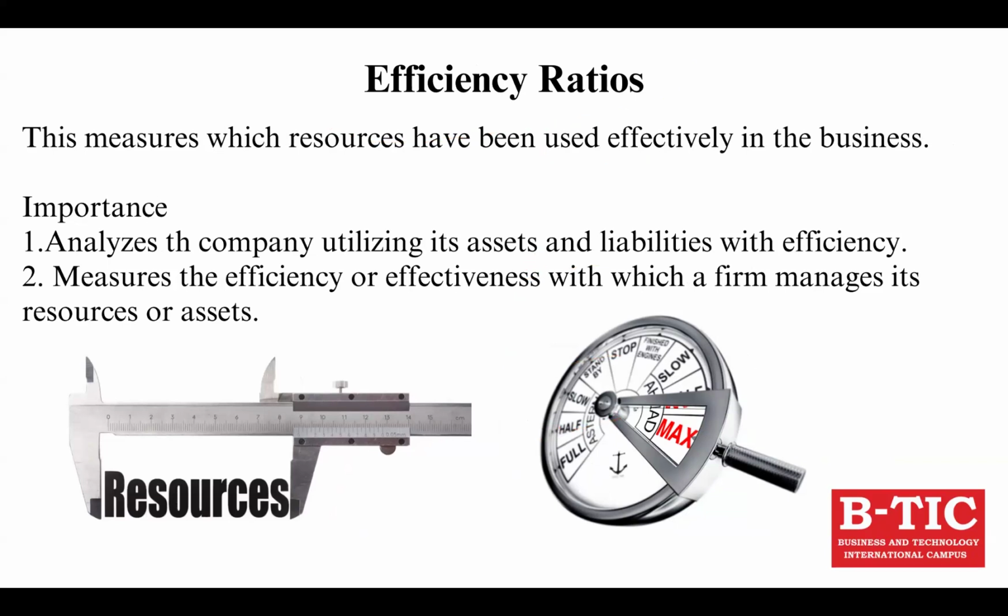Right. Efficiency ratio measures which resources have been used effectively in the business. Efficiency ratios are the metrics used in analyzing a company's ability to effectively employ its resources, like capital or assets, to generate income. These ratios serve as a comparison of expenses made to revenues generated, essentially reflecting what kind of return in revenue or profit a company can make from the amount it spends to operate its business. This is efficiency ratios: how efficiently a business is using the available resources.